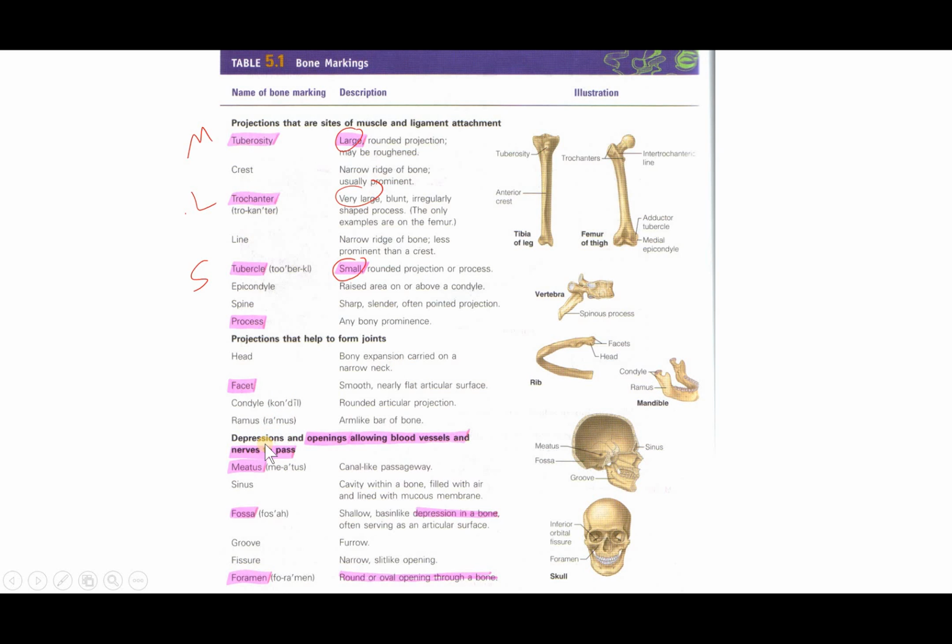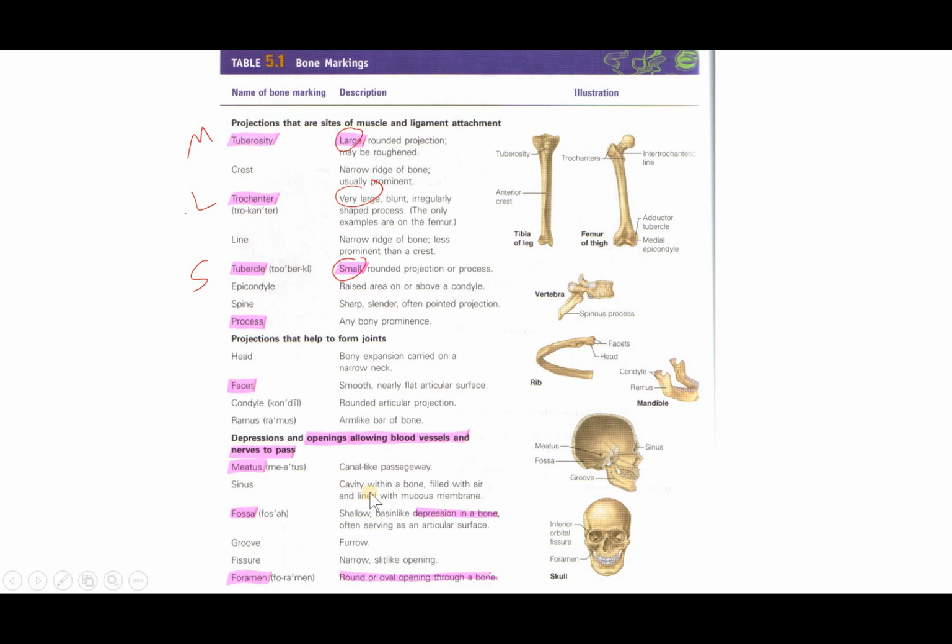Okay, anytime you have depressions and holes in bone, that's so arteries, veins, and nerves can either rest in them or pass through them. They rest in depressions and they pass through holes. Okay, a meatus is a canal-like passageway, like the external auditory meatus, which is that hole in the skull where your ear is. That's a meatus, a canal-like passageway.